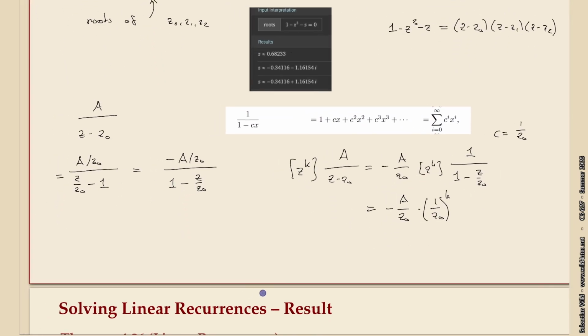Okay, so let me sketch this. Our bk, the answer we want, is the coefficient of b of z by definition. And that's going to split into terms of this form for a, b, and c. So it's essentially this term, 1 over z0 to the k. Then we have the same for b and for c, where I'm just replacing what the constants are.